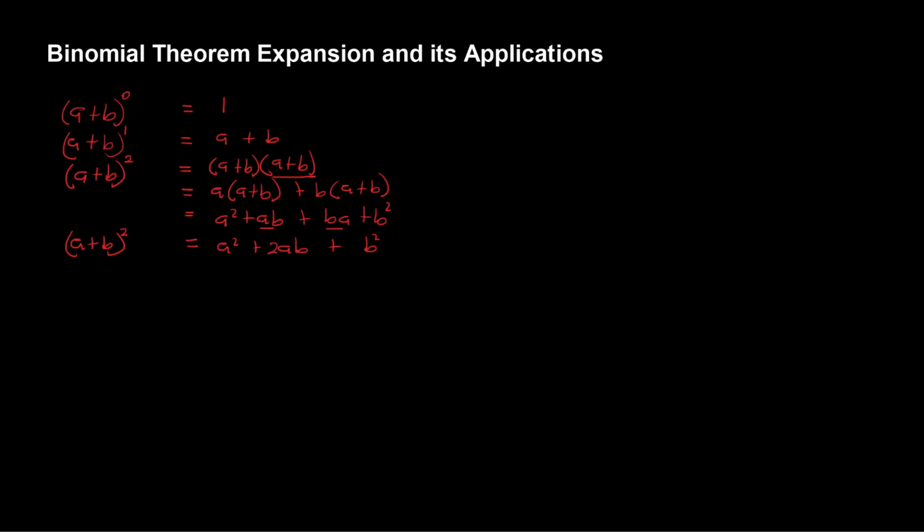Okay, so if we increase and say A plus B to the third power, then what we are saying is that we can multiply A plus B squared times A plus B. In the same way, we can say A times this term here, A squared plus 2AB plus B squared, plus B times A squared plus 2AB plus B squared.